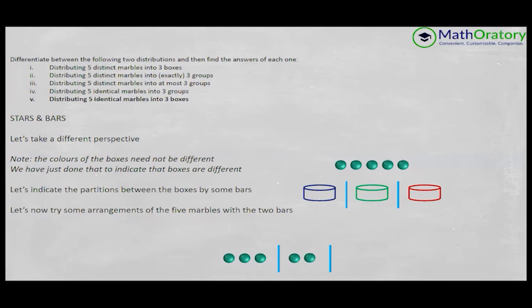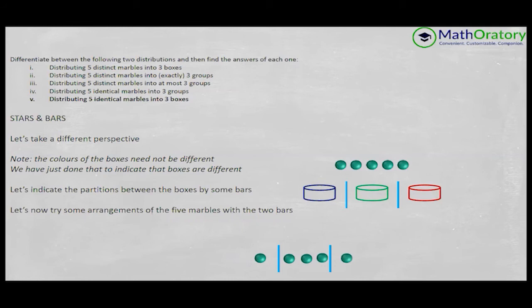Let's look at another one. Now in this case we have three marbles on the left hand side of the first bar, so that is the blue box. There are two marbles in between the two bars, that is the green box, and there is no marble on the right hand side of the second bar, and that is the red box. So this arrangement is indicating there are three marbles in the blue box, two marbles in the green box, and no marble in the red box. Each of these arrangements is actually fine, right? Each of these assignments can be taken up, isn't it?